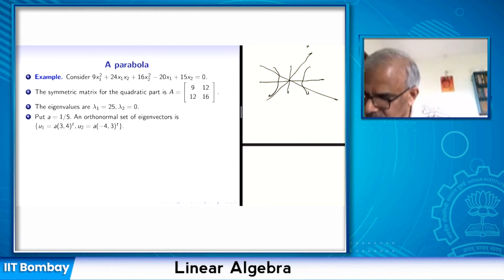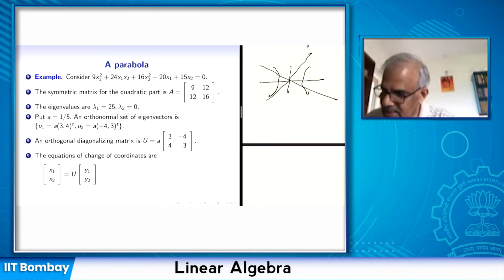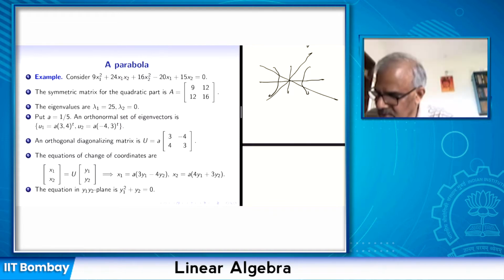we have to write down an orthonormal basis of R2 to find our matrix U of change of coordinates. This is the orthogonal matrix for change of coordinates, and the equation is (x1, x2) equal to U (y1, y2). I know U, so I can write x1 and x2 in terms of y1 and y2. These are the equations of x1 and x2 in terms of y1 and y2, and the equation in the y1 y2 plane is simply y1 square plus y2 equal to 0. Very simple equation has come.